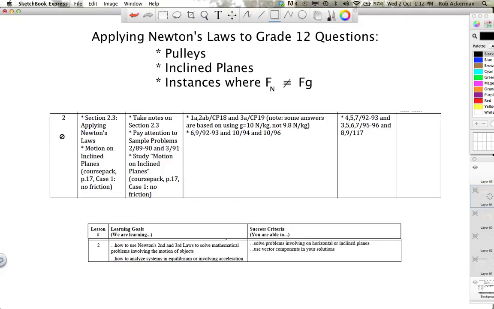We're starting to get into some applications of Newton's second law, but as they relate to the more challenging grade 12 questions, to distinguish them from the more simple grade 11 style questions.